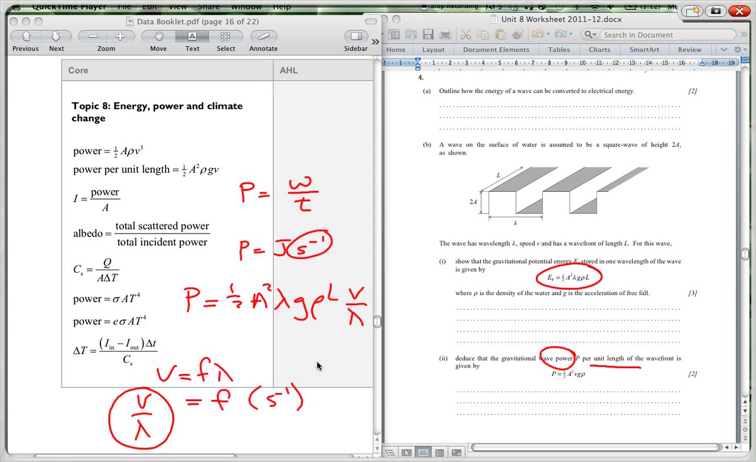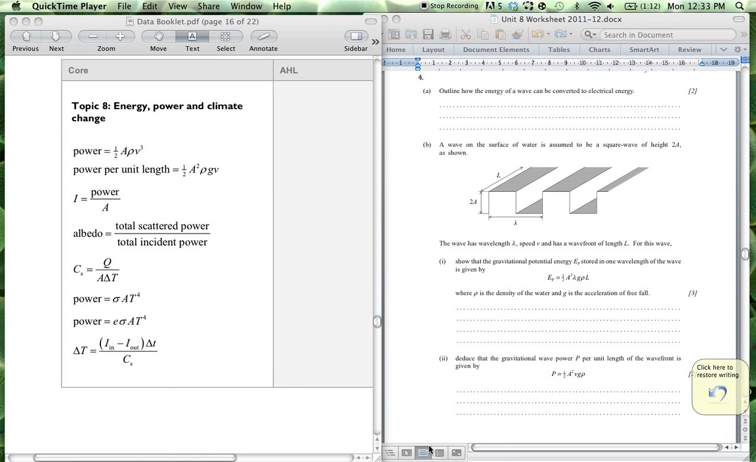And it's per, you notice here, per unit length. So I'm going to have to also multiply that by 1 over L. That's my per unit length. So that will cancel like that, and my lambda will cancel there. So I'm going to get a half a squared g rho v. Okay, and that's what we have over here.